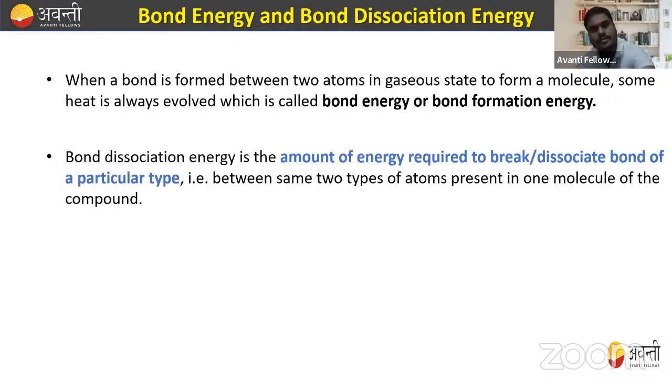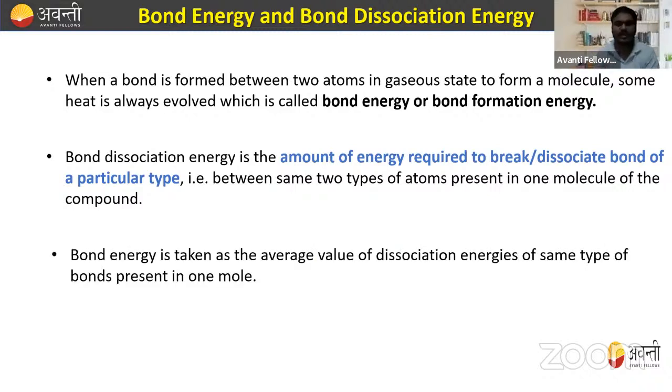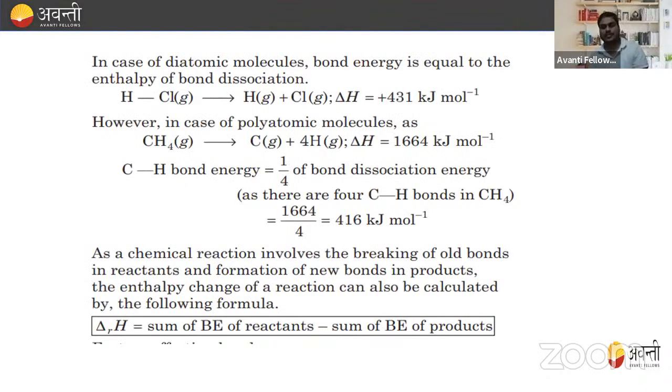Now, bond dissociation energy is the amount of energy required to break or dissociate a bond of the particular type, right? So this is the bond dissociation energy. That is the amount of energy we require to break or dissociate the bond of the particular type, between the same or maybe different types of atoms present in one molecule. Now, the bond energy is taken as the average value of the dissociation energy of the same type of bond present in one mole. In case of a diatomic molecule, bond energy is equal to the enthalpy of bond dissociation, right?